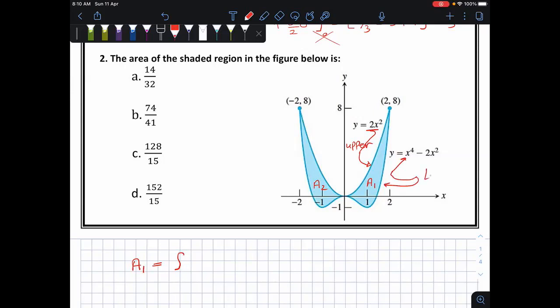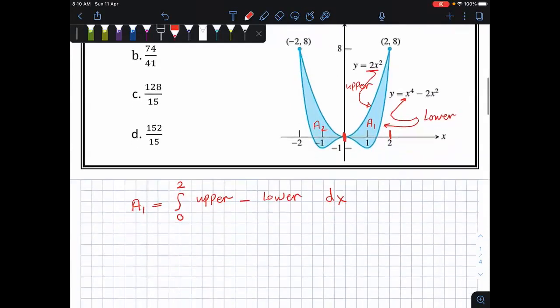Okay, this is the lower curve. So let's say, what's the limits of integration? From what number to what number here? The area is enclosed between 0 and 2. Between 0 and 2, easy. And we will write here upper curve minus lower curve, and dx of course. Upper minus lower dx.